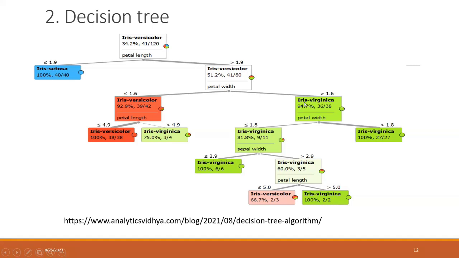94.7%, it is iris versicolor. Then it will check petal width. If petal width is less than or equal to 1.8, then it will be iris virginica, 81.8%. Again, it will check the sepal width and it will go on. Okay, so this is depending upon the values. It is making a tree form, and it is classifying the samples into the 3 classes.